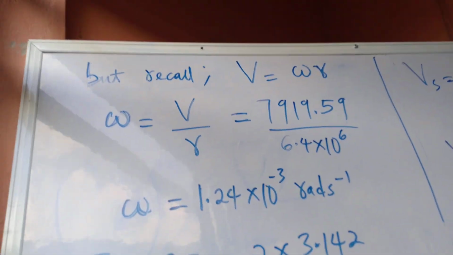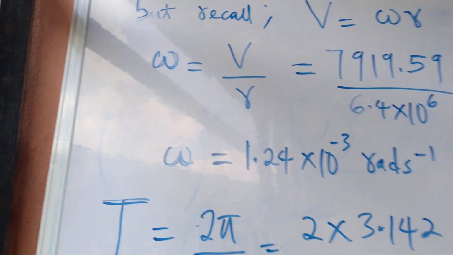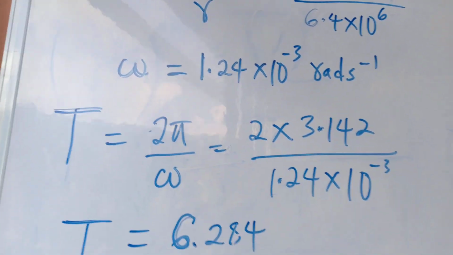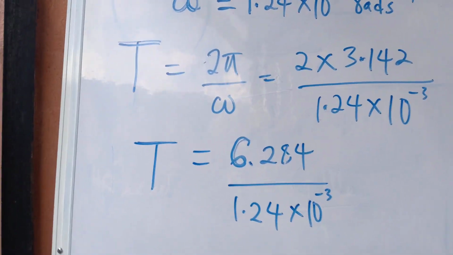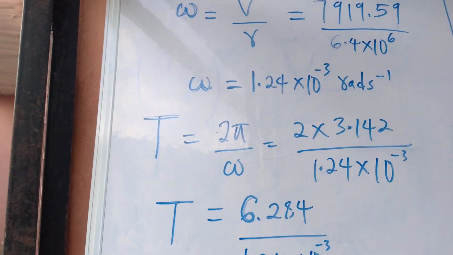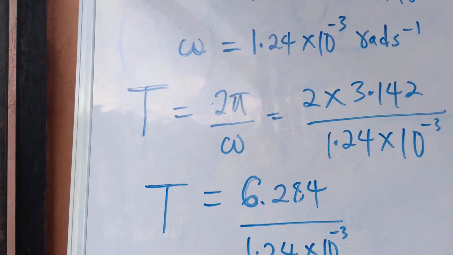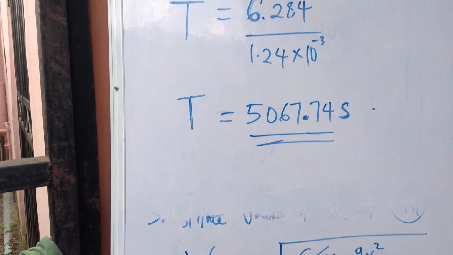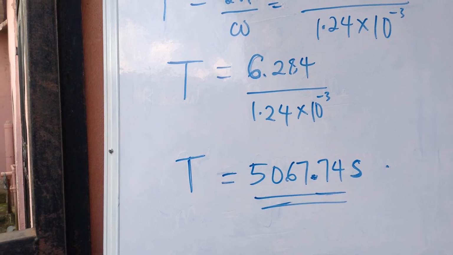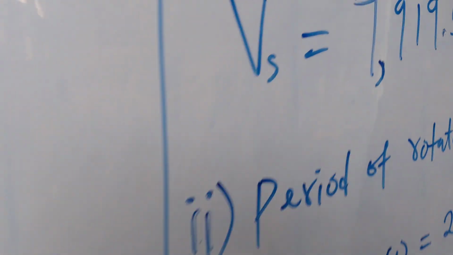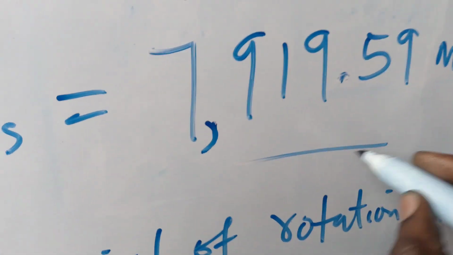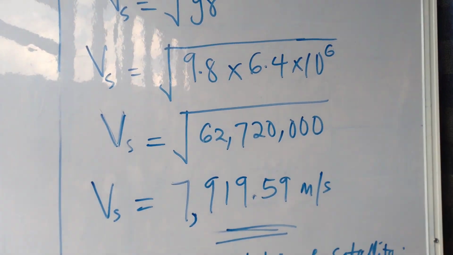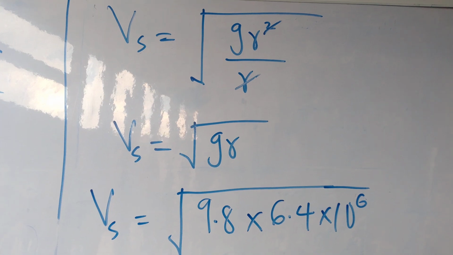Okay, so that is it. We first got the angular velocity as 1.24 times 10 raised to power minus 3 radians per second. Then we are able to get the period using that, putting the value of angular velocity there. Then you have finally 5067.74 seconds. And then we also solved and got the velocity of the satellite using the formula root gr.